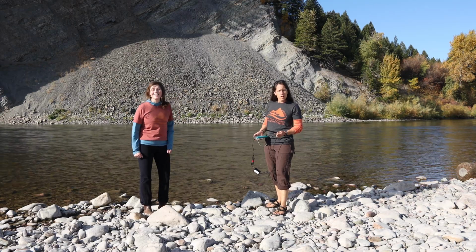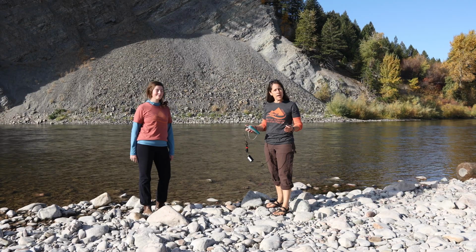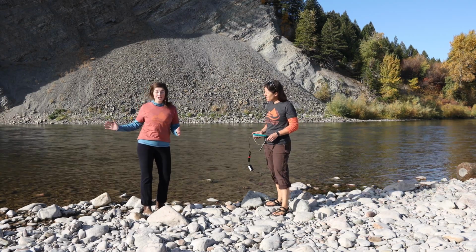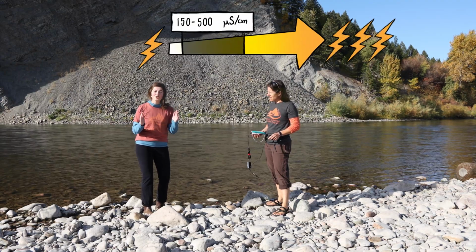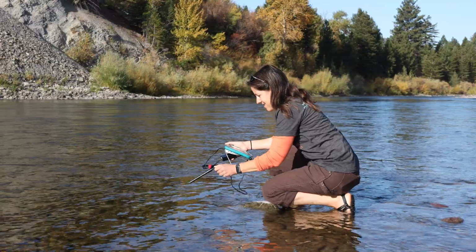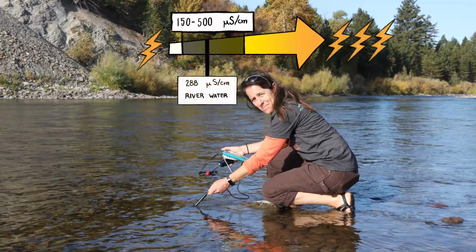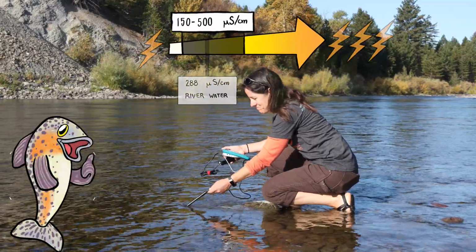So let's go ahead and measure the conductivity of our river to see if we are within that range of healthy aquatic life. And if you guys can remember, our freshwater streams and rivers should be within 150 to 500 microsiemens per centimeter. Let's do it. 288 microsiemens per centimeter, right in the middle of that healthy range. That's great.